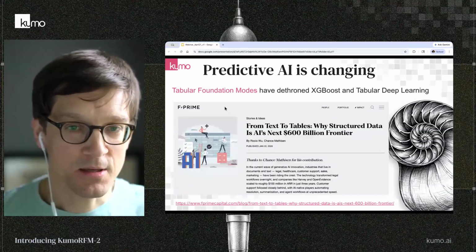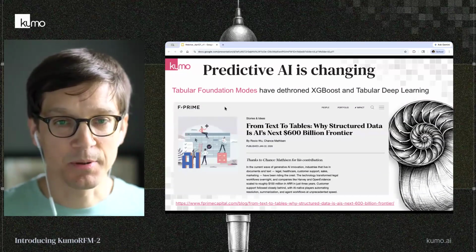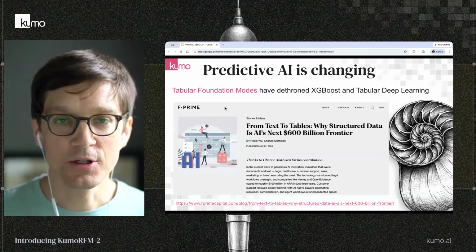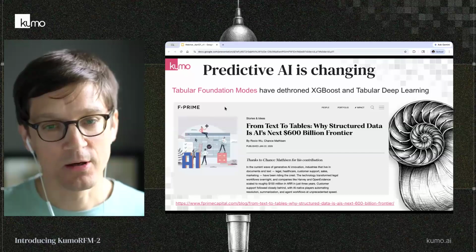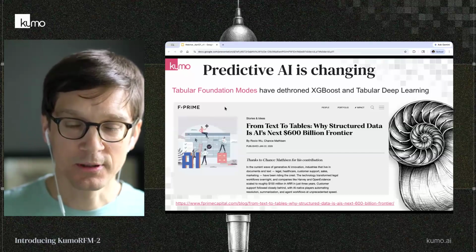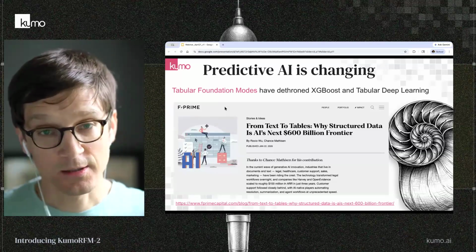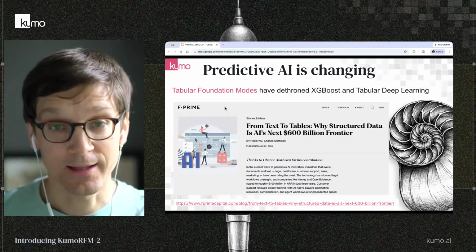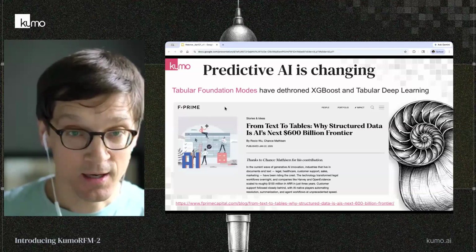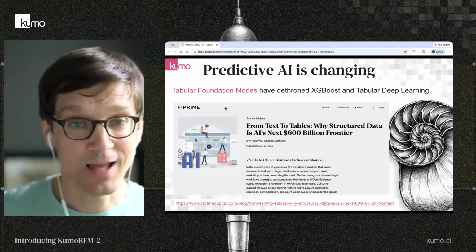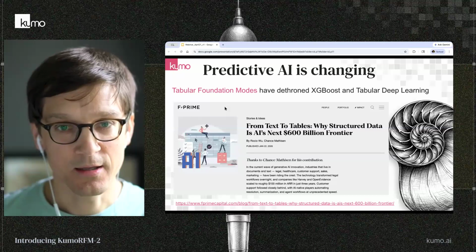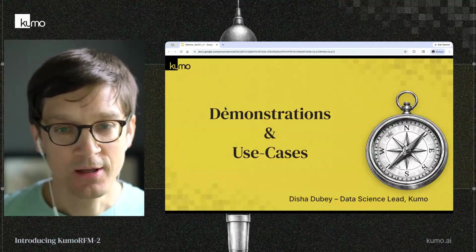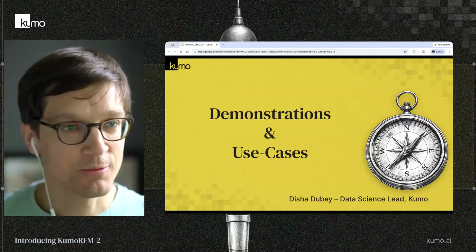So with this, I would just like to say that predictive AI is changing, right? The XGBoost and feature engineering are basically going away. And it's all about building foundation models, neural networks that reason directly on top of the relational data natively, as a missing data modality in today's AI ecosystem. And with this, I'll hand it off to Disha to actually give you a quick demo.